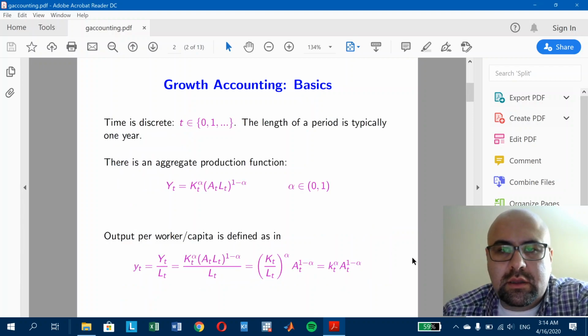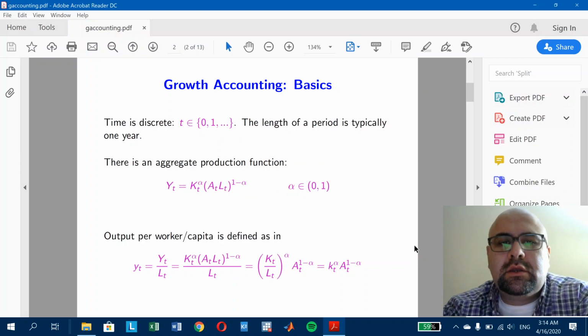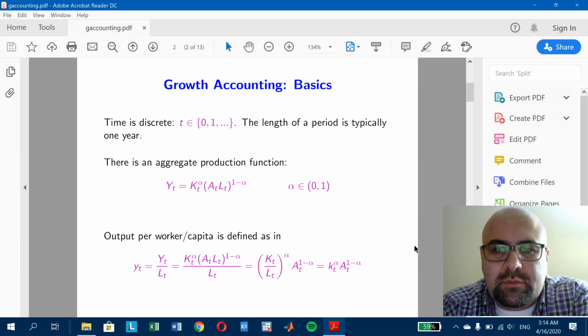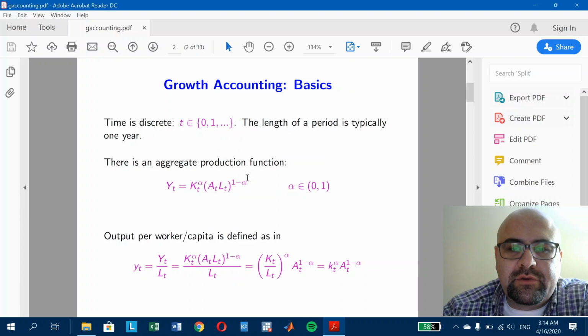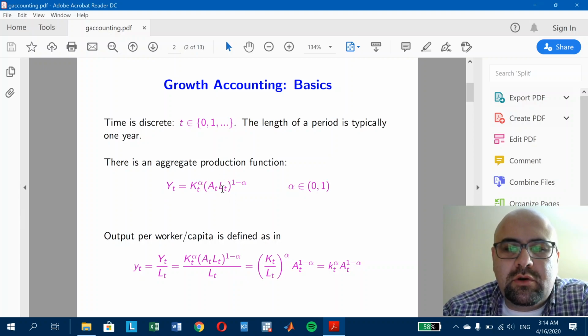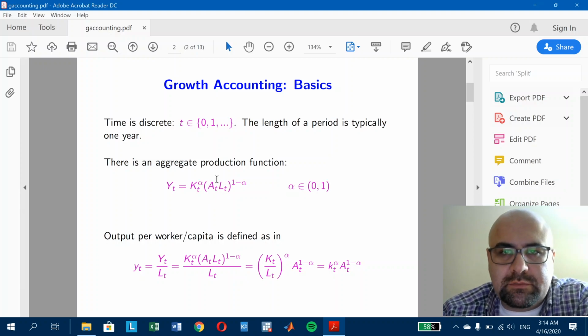So some basics. Let's consider a discrete time economy. Here we typically take the length of a period as 1 year. And most of the simple growth accounting studies since Solow take this aggregate production function. So what you see here is some aggregate representation of output in the economy. Output depends on capital stock, labor employed or the workforce, and some unobserved productivity term, A_t.